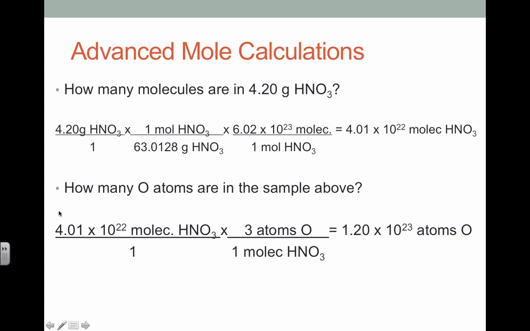How many O atoms are in the sample above? This is another advanced type of question where if I want to know how many atoms of O there are, we can look at this compound and we see that there are 3 oxygens for every molecule, giving me this many atoms of O.